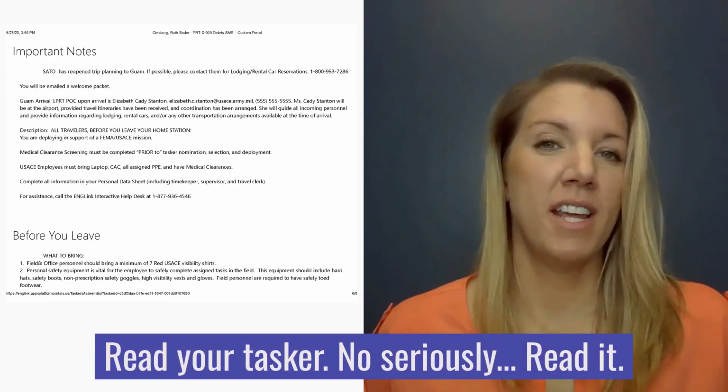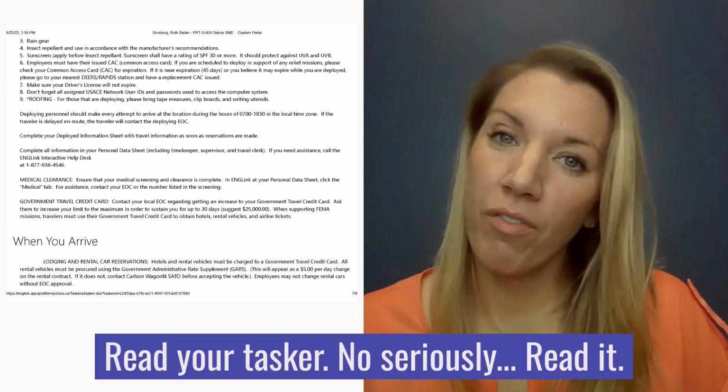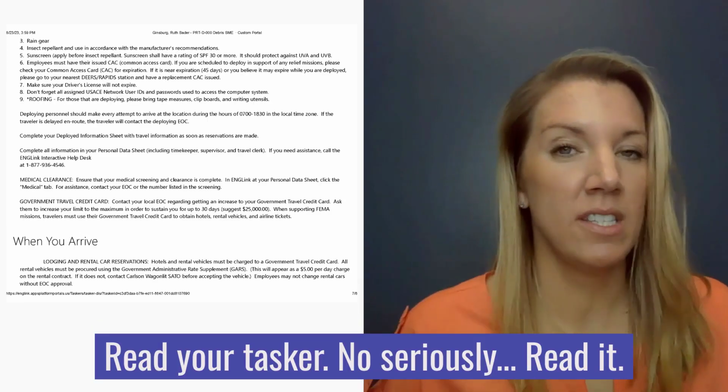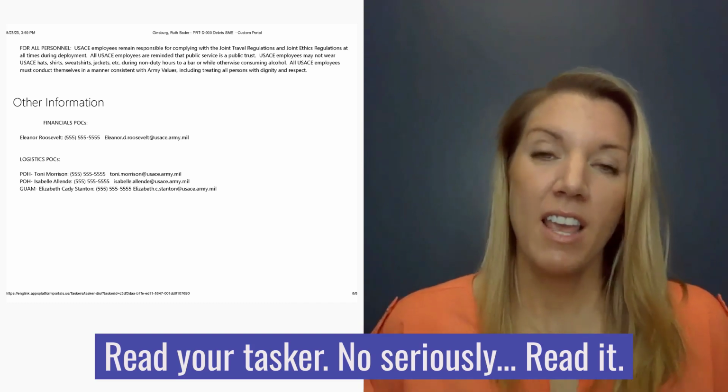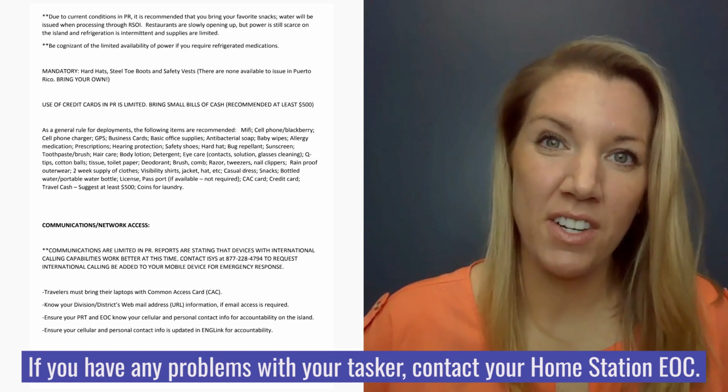Read your tasker. There is a lot of information in there, anything from POCs to reporting locations and event-specific information that you need to know while you're here supporting us. If you have any problems accessing your tasker, just contact your home station EOC.